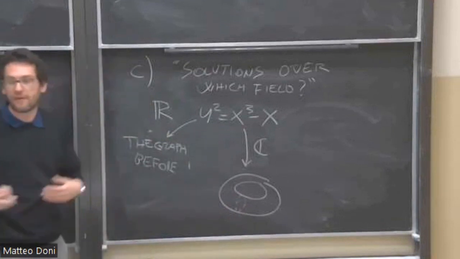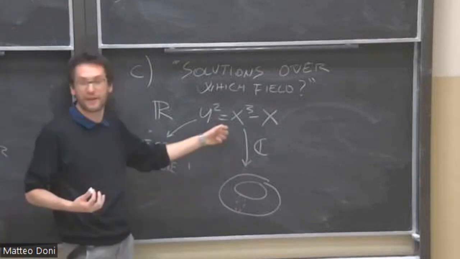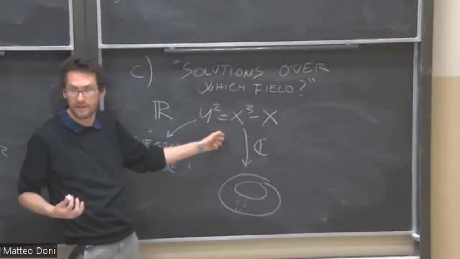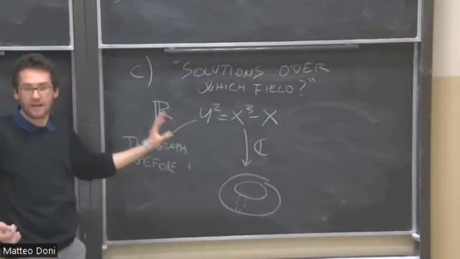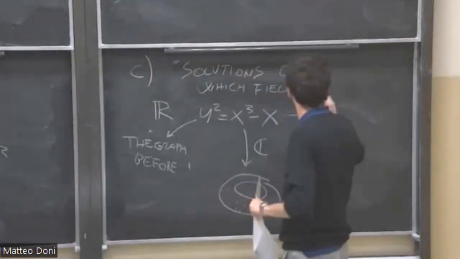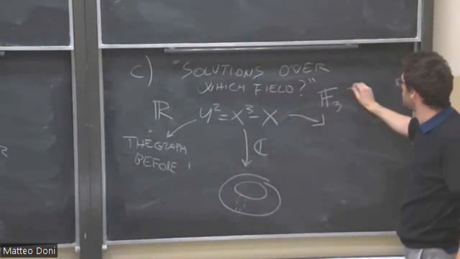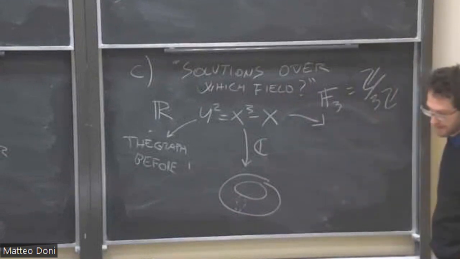And actually, you can do the vice versa in the sense that if you take any complex torus with a complex structure, you can always show that it is biholomorphic to an elliptic curve. You can always show that it is defined by an equation like this. And then, okay, these are typical analytical fields. What if I go, for example, over a finite field? I take the field F3, which is Z over 3Z, the field with three elements.